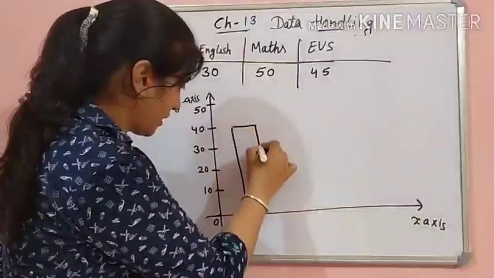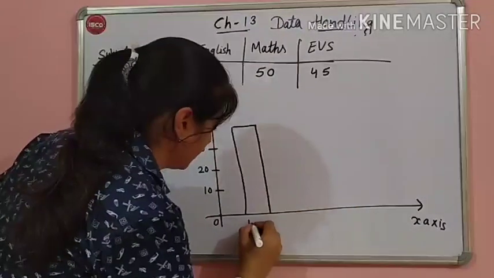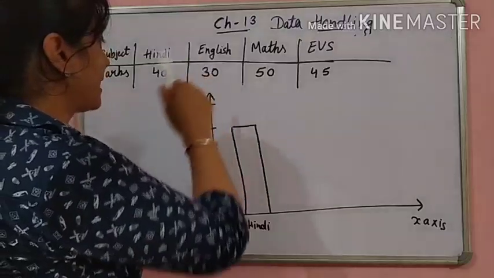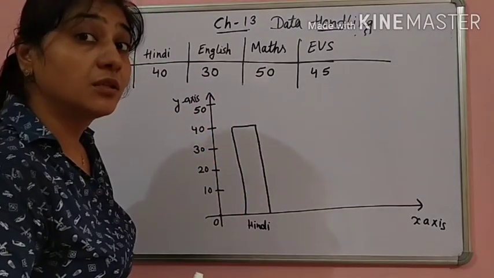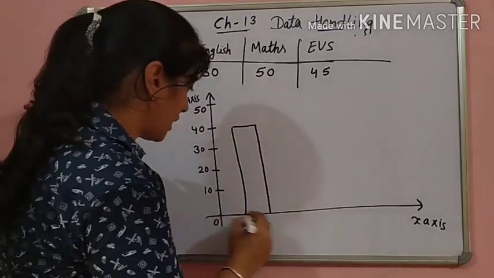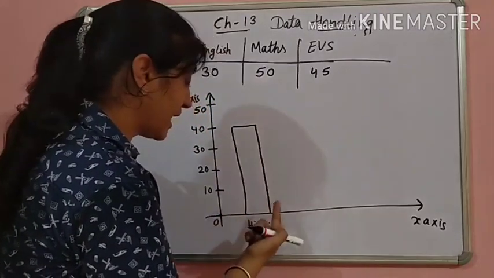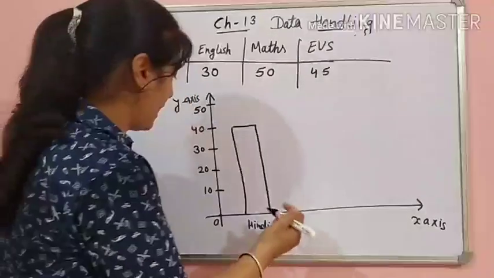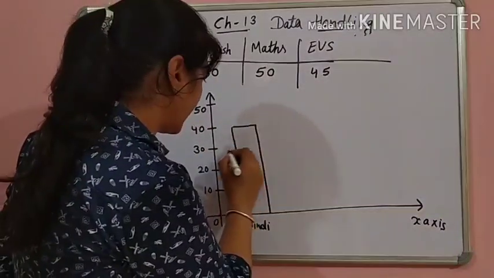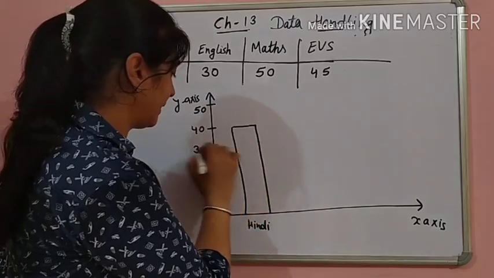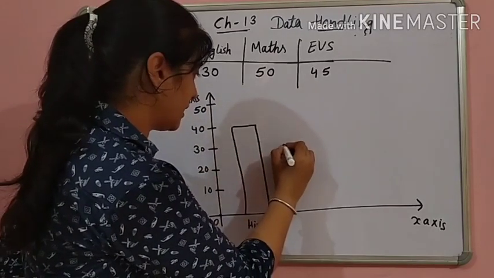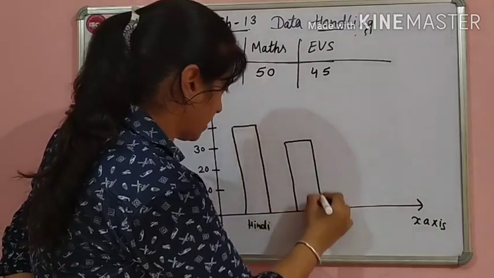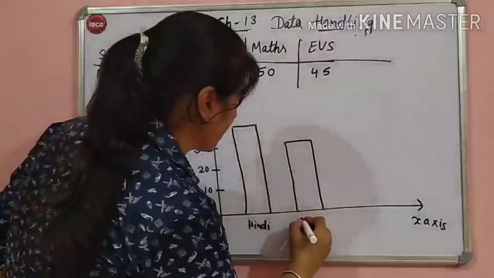Okay. This is for Hindi. Now, how many marks did he get in English? 30. Okay. Now, we have to leave an equal gap. See here this gap. Then again we have to leave an equal gap. In English he got 30. Then we will make a rectangle till the height 30. This is for English.